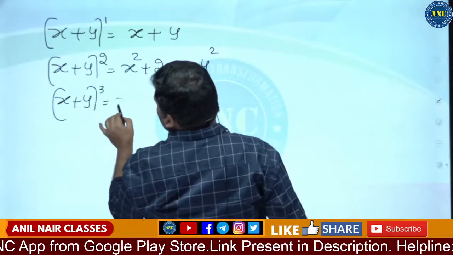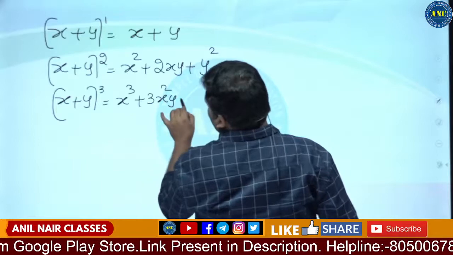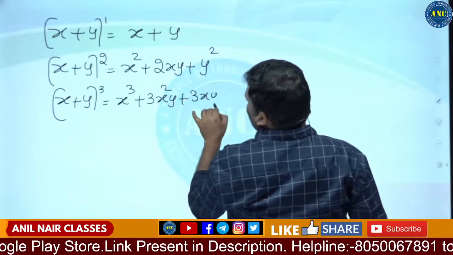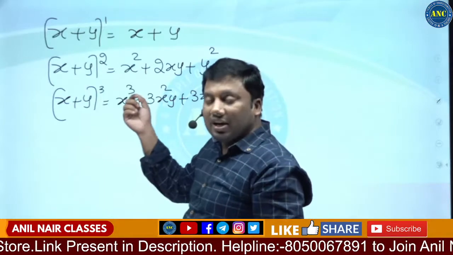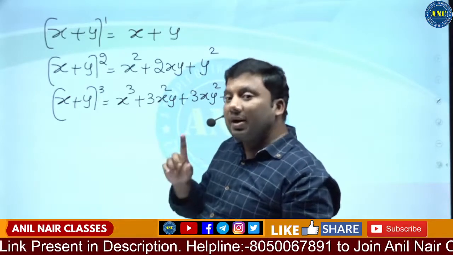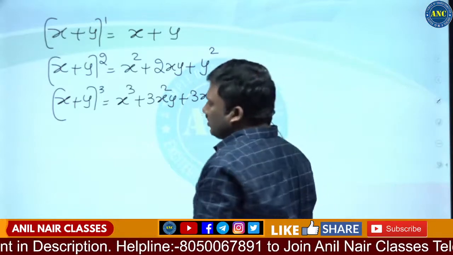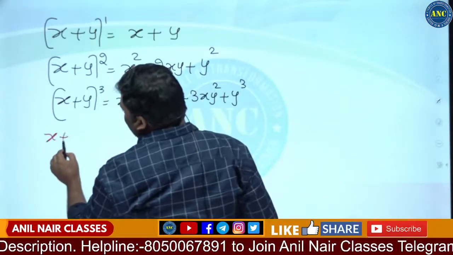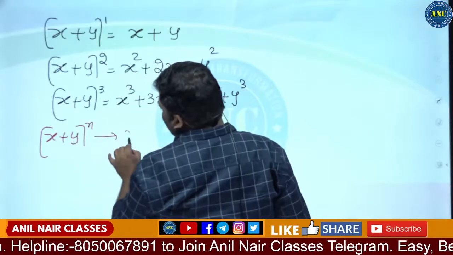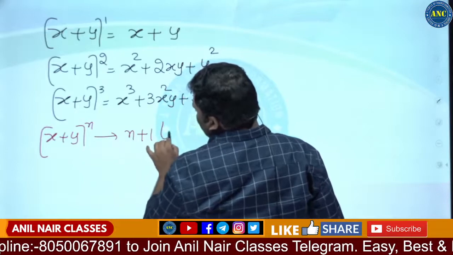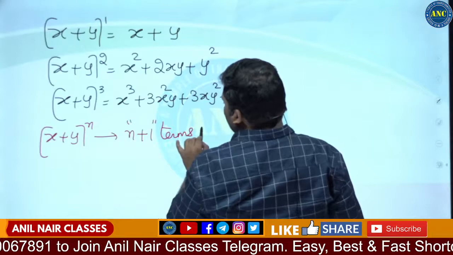Suppose the power is 3, how many terms are there? There will be 4 terms: x cube plus 3x square y plus 3xy square plus y cube. That means if the power is n, how many terms will be there? N plus 1 terms will be there in the expansion. Please write this down. In x plus y power n, totally n plus 1 terms will be there in the expansion.